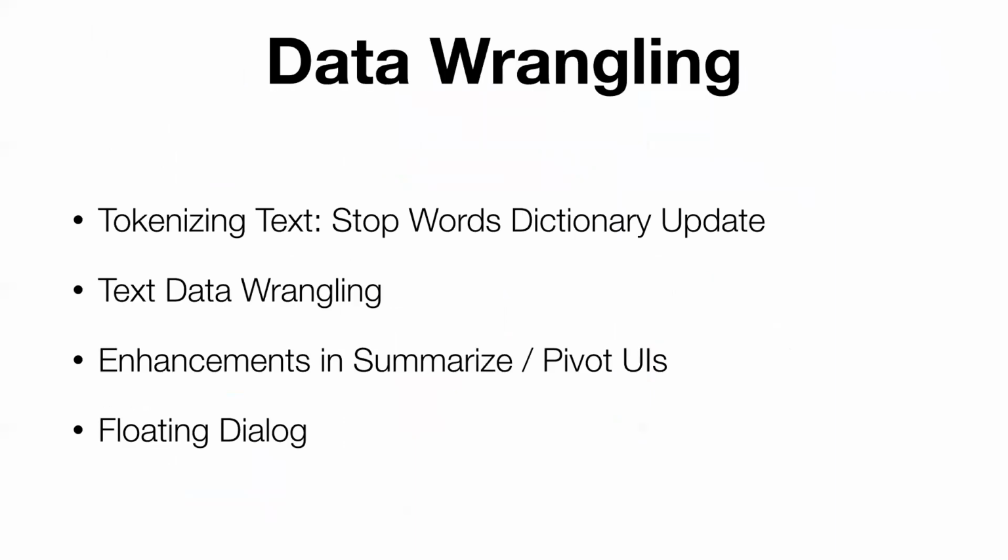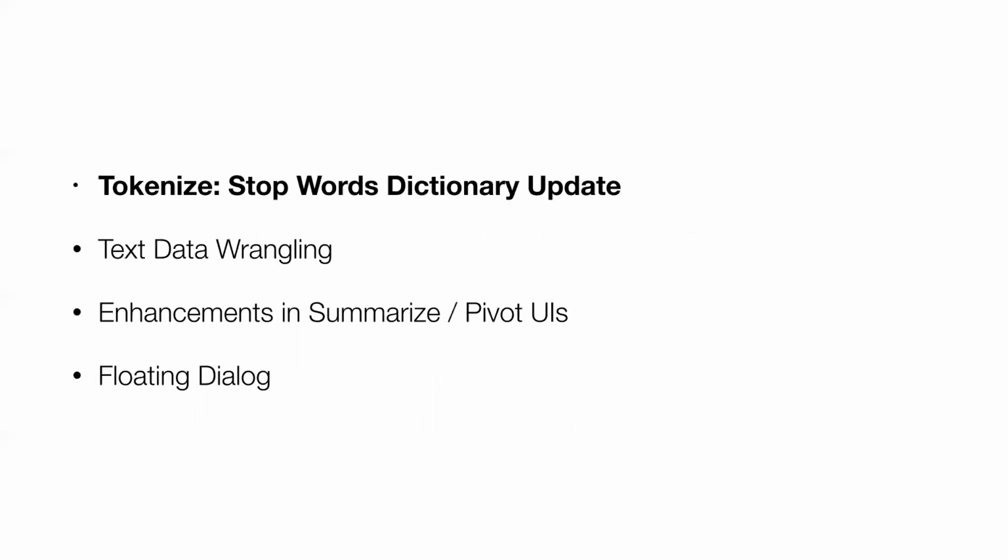For data wrangling, I'd like to talk about these four things. One, tokenizing text. The second is text data wrangling. The third is enhancements in the summarize and pivot UI. And the last is the floating dialogue. The first one is tokenizing the text.